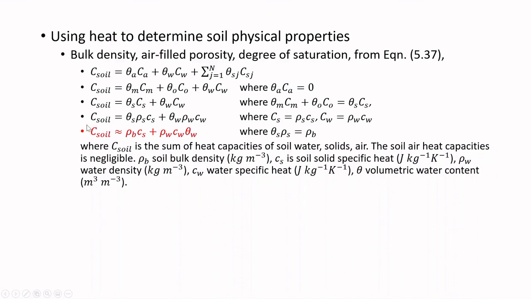Imagine that you know the volumetric heat capacity of the soil, and then you know the density of water, the specific heat capacity of water, and the volumetric water content. And then you know the specific heat capacity of solid material, so you can predict the bulk density. That's how useful it is when you know how to simplify the physical parameters to obtain the parameter that you want to determine.